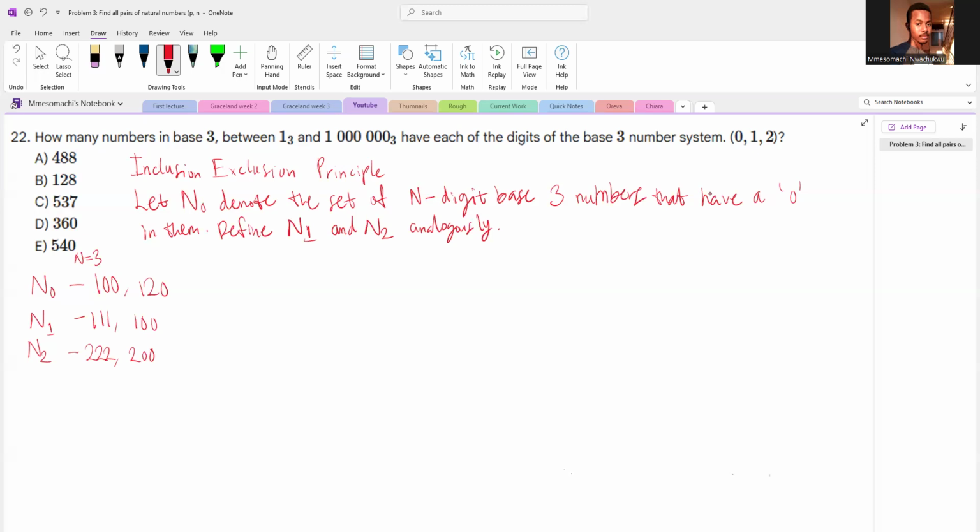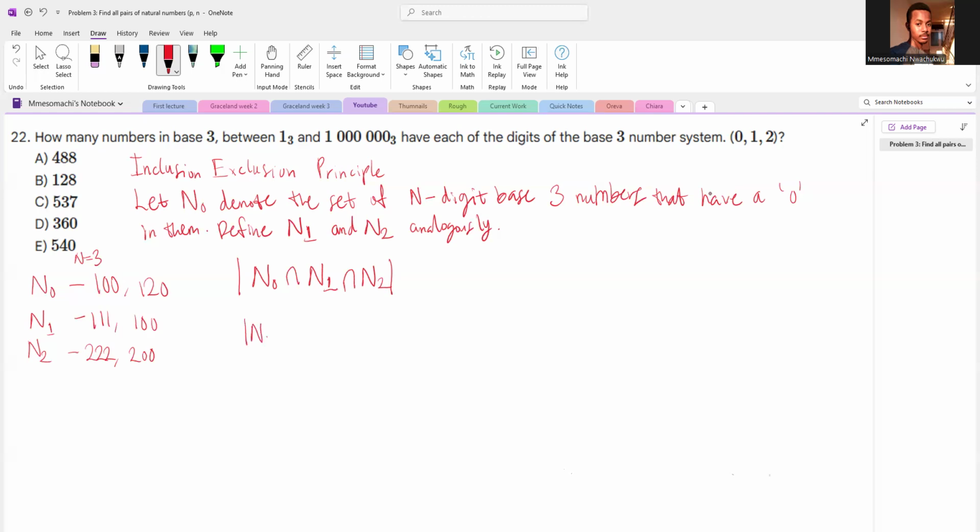So we want to find, first of all, n digit base 3 numbers that have each of these digits. For that to be possible, we'll need N0 intersect N1 intersect N2, so that they contain all the digits. So we need this. Now to get this is where the inclusion-exclusion principle comes in.